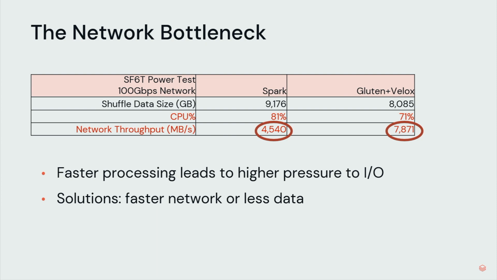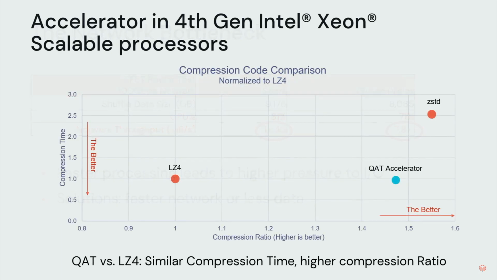And the solution is very simple. First, we change the network, use a faster network, or use less data here. And then we have the accelerator. We have a QAT accelerator integrated into the fourth generation of the Intel Xeon processor. The QAT accelerator was introduced several years ago, but it was a PCIe board. It's not integrated. But on the fourth generation, Sapphire Rapids, we integrated it.